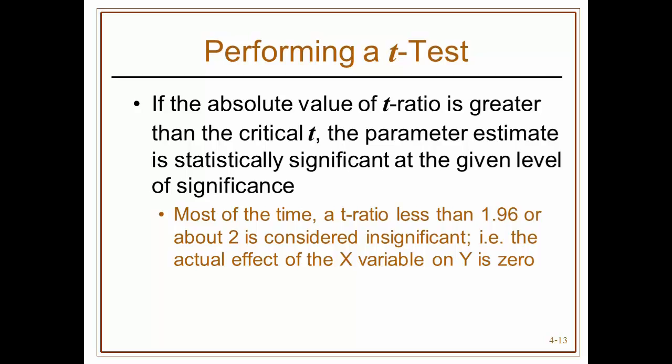If you get a t-statistic that is less than 2, or less than 1.96, then that's an indicator that the variable is not significant. Even though you're getting a B hat that is not 0, the true underlying reality of the relationship between x and y is actually 0. X and y don't really have any relationship to each other.